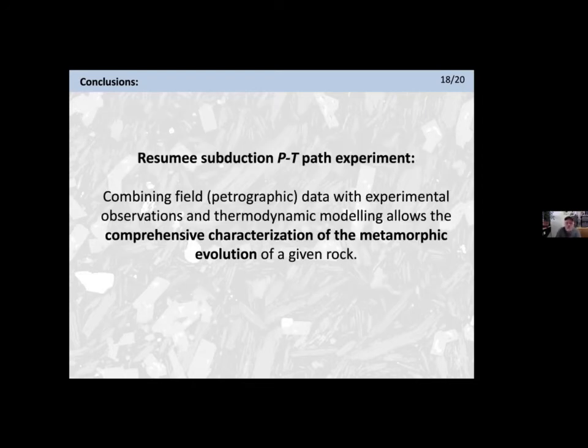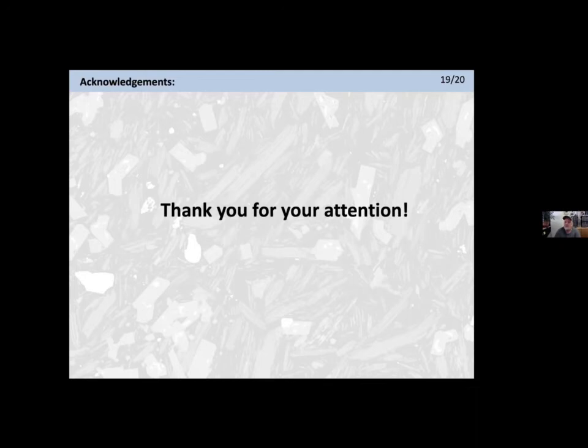Well, the résumé of this talk is basically, if you combine field and petrographic data with experimental observations and thermodynamic modeling, then you will be able to really comprehensively characterize the metamorphic evolution of a given rock. So this is my message: when you do experiments on the metamorphic evolution of a rock, don't do only one PT stage. Try to model different PT stages, because then you might actually end up with an equilibrium mineral assemblage. With that, I'd like to thank you for your attention.